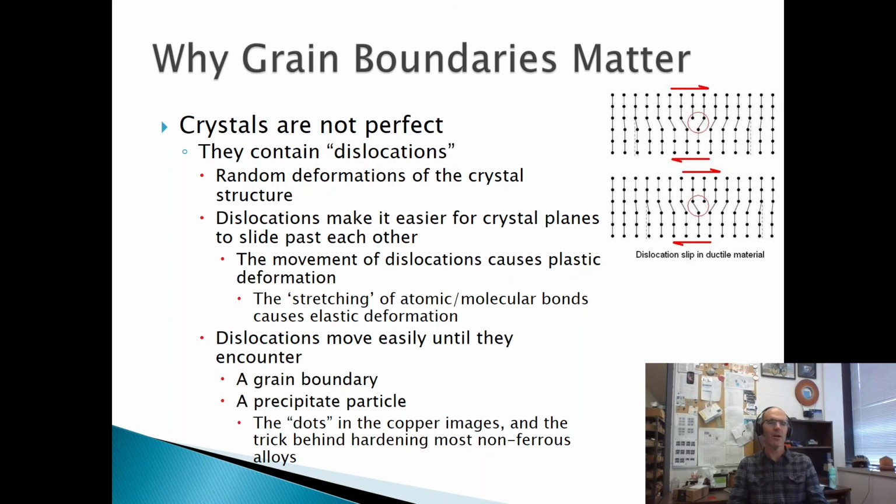So when we're hardening materials and we're making alloys, particularly our non-ferrous alloys, those dots, the precipitates that form inside the crystals, are a real key to controlling how hard and how strong that material is going to be. Whew, there's a lot going on.